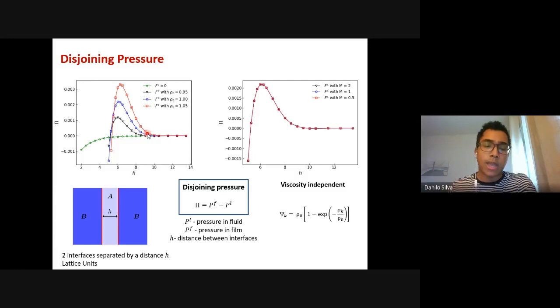will not coalesce. In the second plot here, what we did was vary the viscosity ratio M, and we can see we're able to have the same advantage as the 2D model, where the disjoining pressure is independent of the viscosity ratio, which is what we wanted to achieve, because if we want to vary the viscosity ratio, we don't have to worry about the coalescence of the droplets.